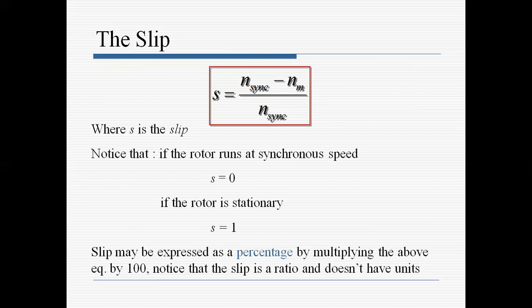If the rotor runs at synchronous speed, what happens? Slip is equal to 0, because both speeds are equal. If the rotor is stationary, slip is equal to 1. The slip may be expressed as a percentage by multiplying the above equation by 100. Notice that the slip is a ratio and doesn't have units.